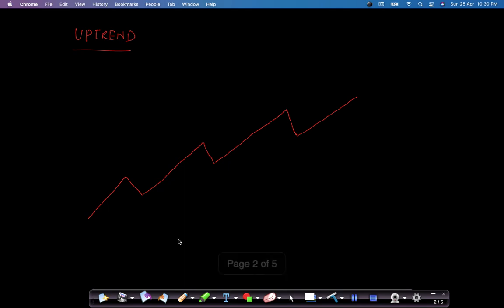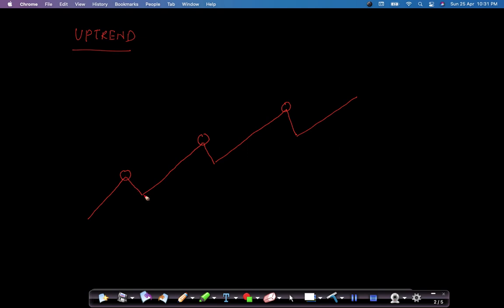So, uptrend. In the uptrend, the price is moving in the upward direction. That means the price is increasing. Price is making new highs. If you look at this, the price makes this kind of movement, right? So this is the price movement. If you see, this is a new swing high, right? So this high is higher than this high. That means the price at this swing high is higher than the price at this swing high.